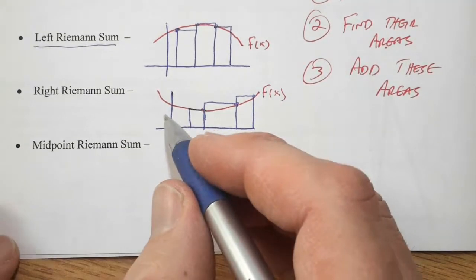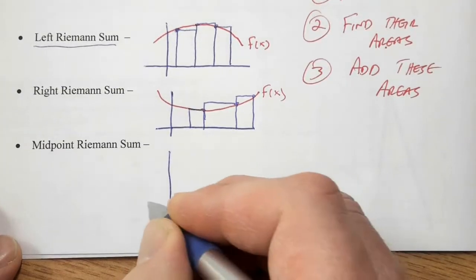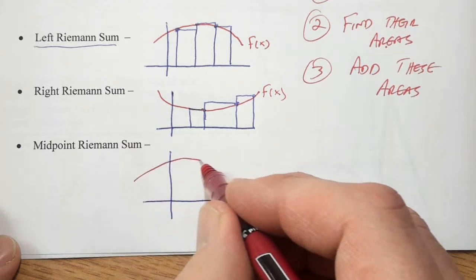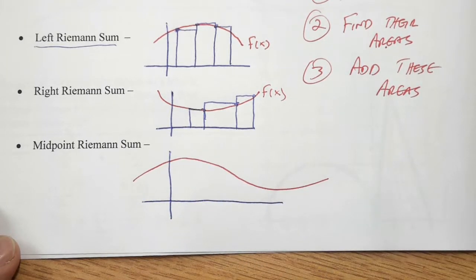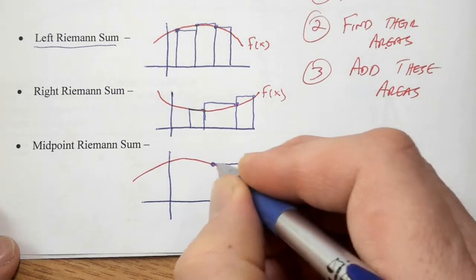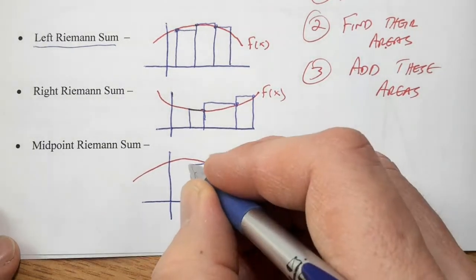And finally, with the midpoint Riemann sum, now we're talking about the middle of the rectangle touching the function. So here's a curve right here, and we want the middle of the rectangle. So we'll go the same distance in each direction.